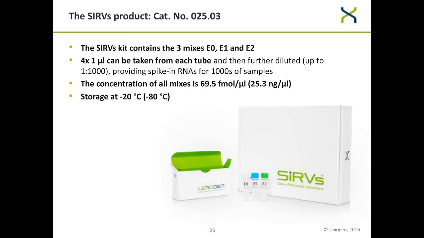So the SERV product itself contains now all these 3 mixes, E0, E1, and E2. You will get 4 microliters, and you can draw, let's say, 1 microliter or 0.5 microliter. And this can then be diluted up to 1,000-fold, and that provides now spiking RNAs for thousands of samples. We have to deliver that at this high concentration, at about 25 nanograms per microliter, to maintain the integrity and the stability of the product. And of course, this is RNA, so when you receive it, please be careful, store it at -20, better at -80, and apply all the good laboratory practice rules that you know.